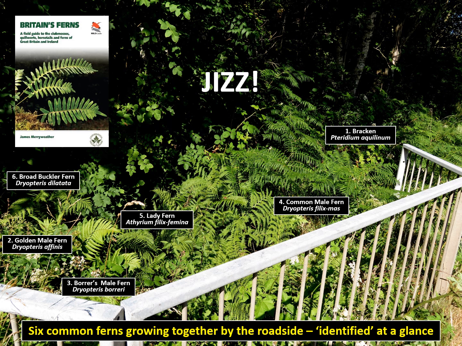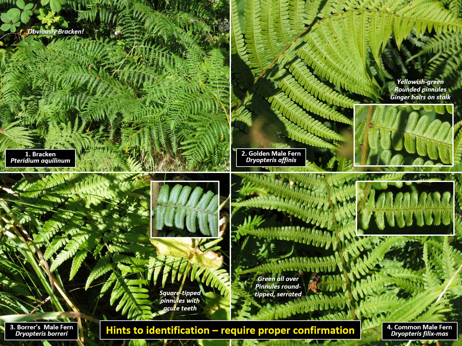Some are very alike, but can still be differentiated quite quickly. Number 1, top left. Doesn't everybody recognise bracken at a glance? 2, top right, golden male fern. Narrow frond with a glossy finish, yellowish or golden with ginger hairs on the midrib, which all enhances its ungreen appearance. The smallest segments, the pinnules, are plain and rounded.